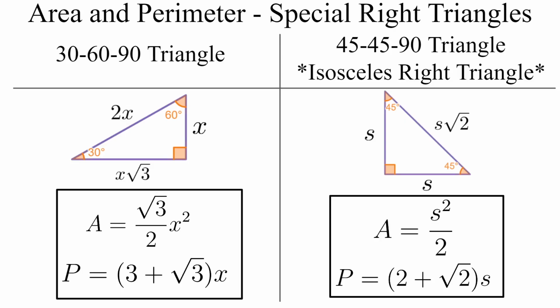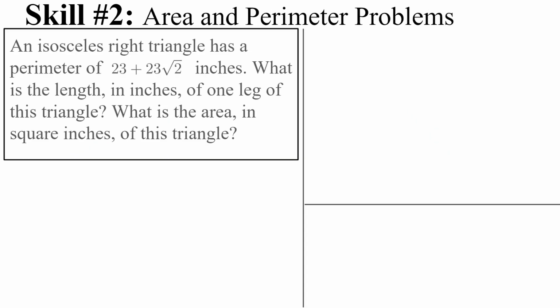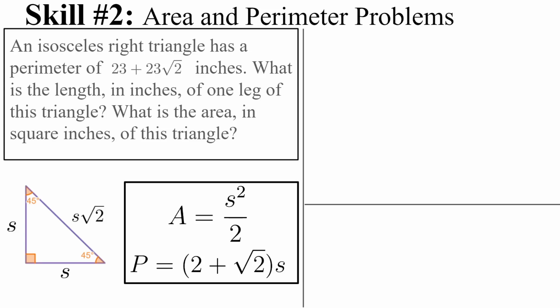Okay, so let's do some problems. It says an isosceles right triangle has a perimeter of 23 plus 23 root 2. So we're going to put 45, 45, 90. That's an isosceles right triangle, right? It seems like we're going to need those area and perimeter formulas, so we figured those out kind of off screen as we already did.